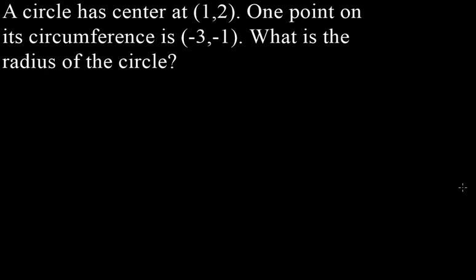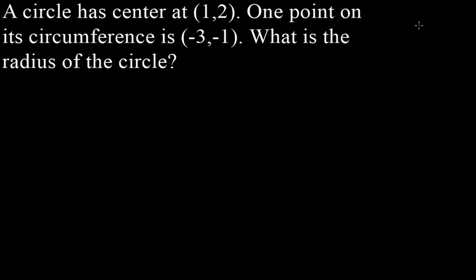So here's the last question, and I want you to pause the video and try working it out on your own. So here's how we work around this question. The question says a circle has center at 1, 2. One point on its circumference is negative 3, negative 1. What is the radius of the circle?